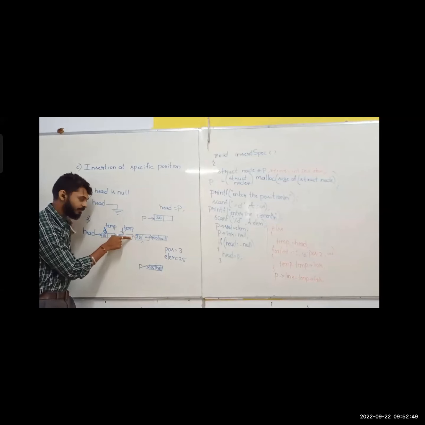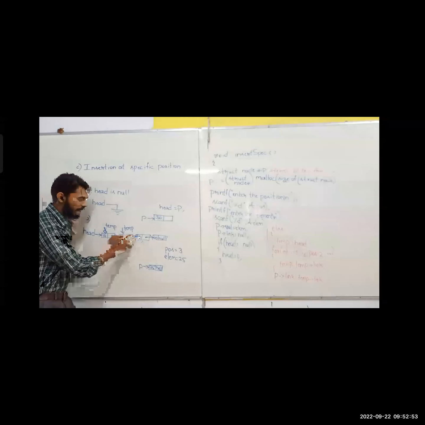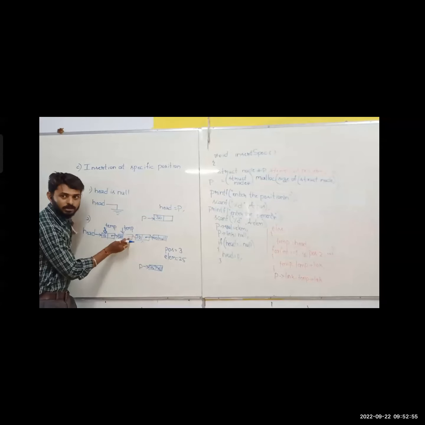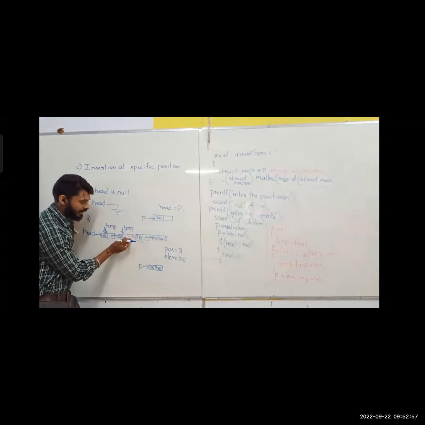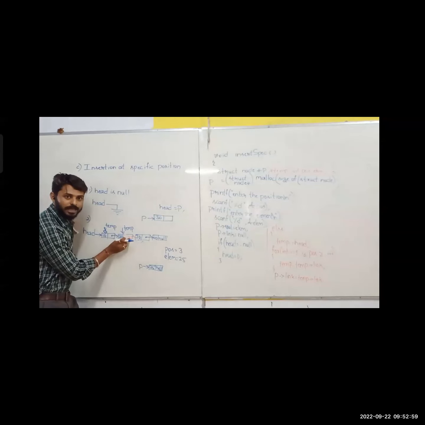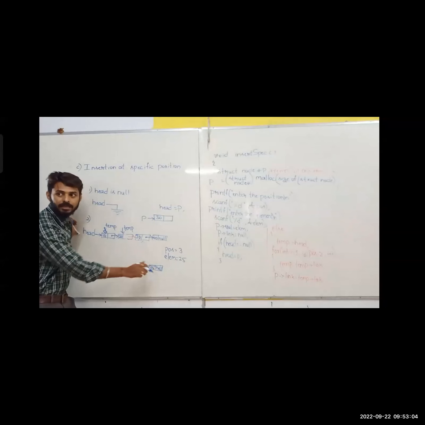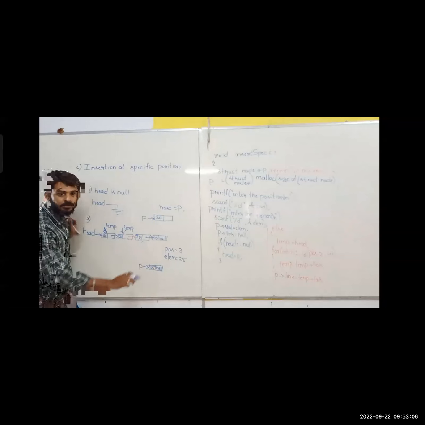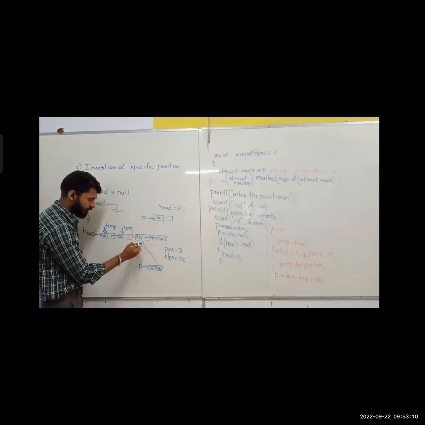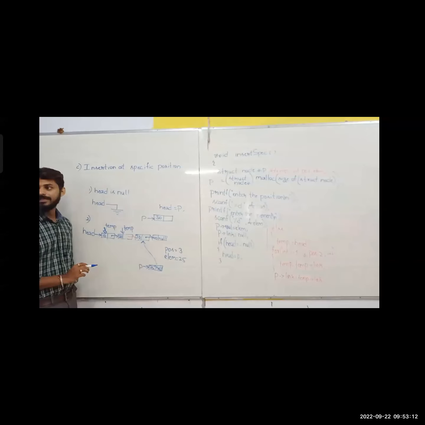Means in temp's link, what will be present? The address of this node will be present here. So what do I just have to write there? Whatever is there in temp's link, copy that to P's link. Because of that, it is created like this. Next one.